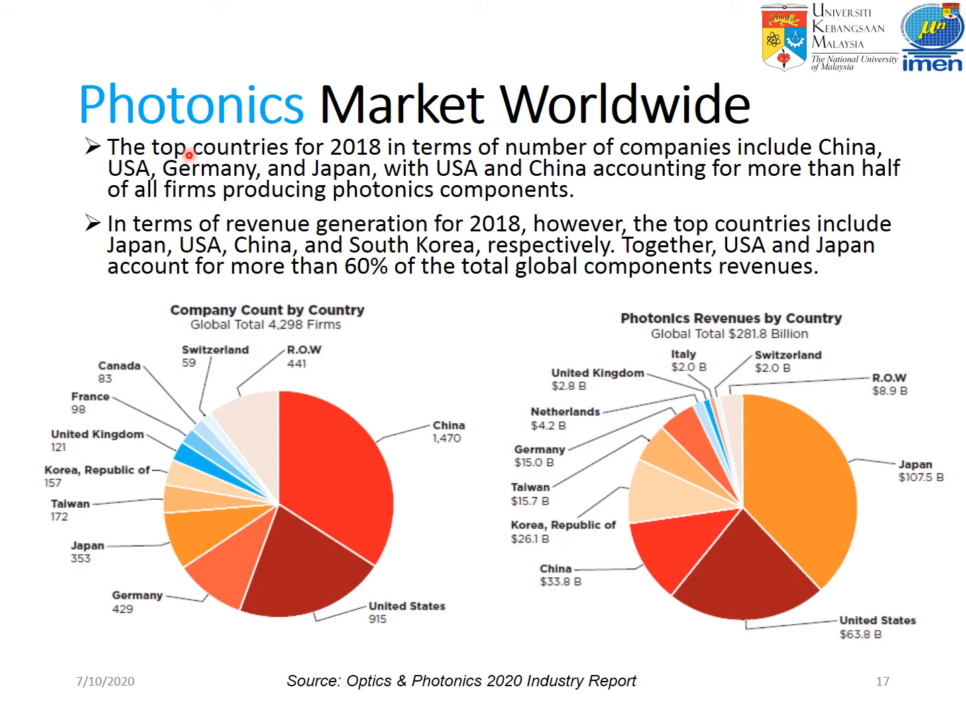And this shows the top countries for 2018. So this is company count by country and photonics revenue by country. Okay, so this is the income and this is the involvement. So as you can see from here, China, USA, Germany and Japan are the major players for company count, the number of companies which are involved in photonics. In terms of revenue, income, Japan is the highest, followed by USA and also China and Korea. Okay, so they are the highest revenue earners for the photonics field.